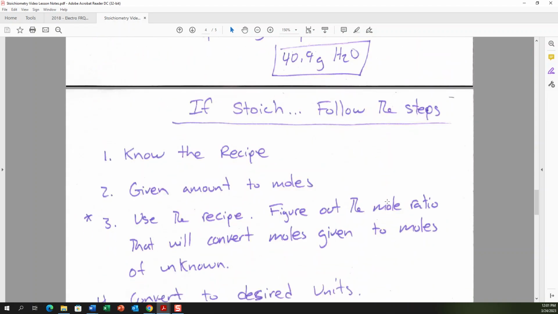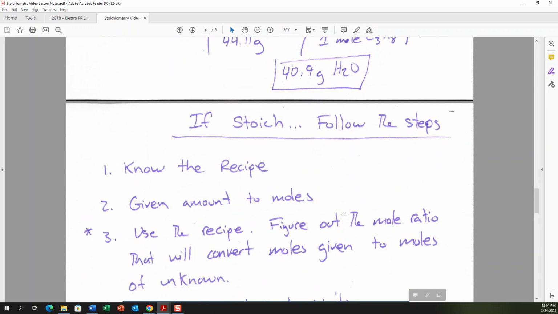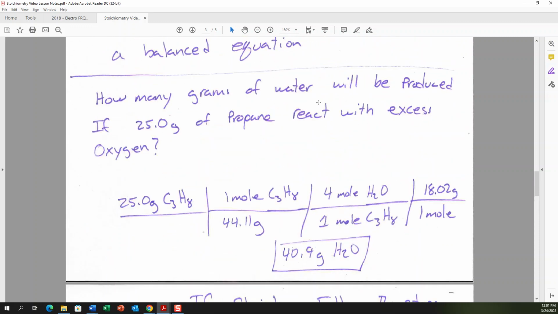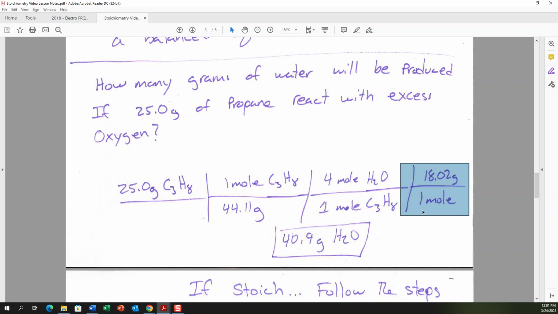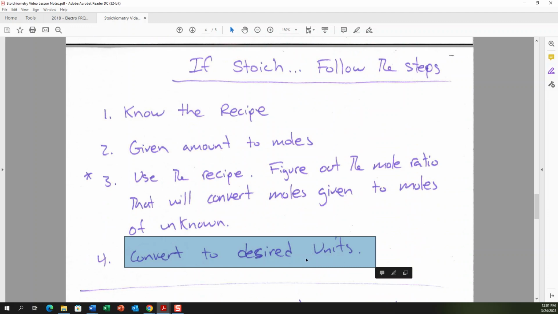Okay. And then the very last step for stoic is convert to desired units. So after you do step 3, you have moles of the unknown. And so if the question asked for moles of water, you could have stopped at step 3, right? So if the question up here had asked for how many moles of water would be produced, we wouldn't do this last step. We would stop there. And once we did all the math here, we would have moles of water. But the question asked for grams of water, so we have to do one more step. And that last step is convert to your desired units. But again, remember, if your desired units are moles, you're done after step 3. All right?